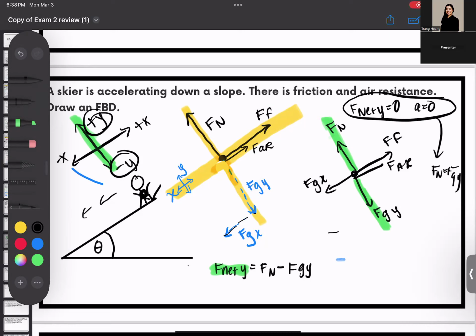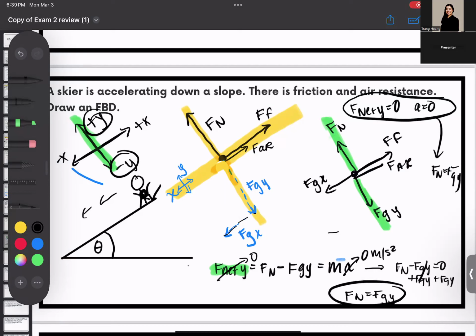However, I'm not moving up or down, right? I know that it's not moving. Therefore, we talked about ma, right? That means our acceleration is 0, and if our acceleration is 0 meters per second squared, that means this entire thing goes to 0. So you have Fn minus Fgy is equal to 0. If you add Fgy to both sides, you have the normal force equal to the gravitational force in the y direction. They're equal to each other, hence why they cancel out, hence why there's no acceleration. This is a very important concept for you to understand, being able to envision both x and y.